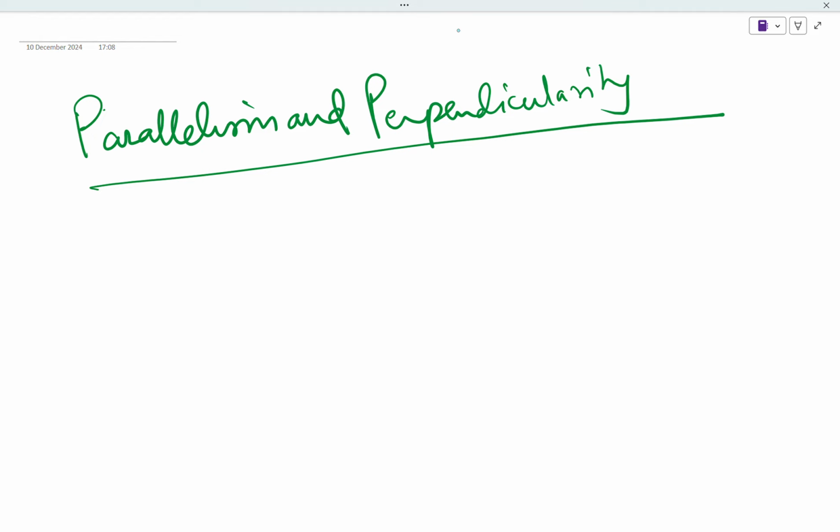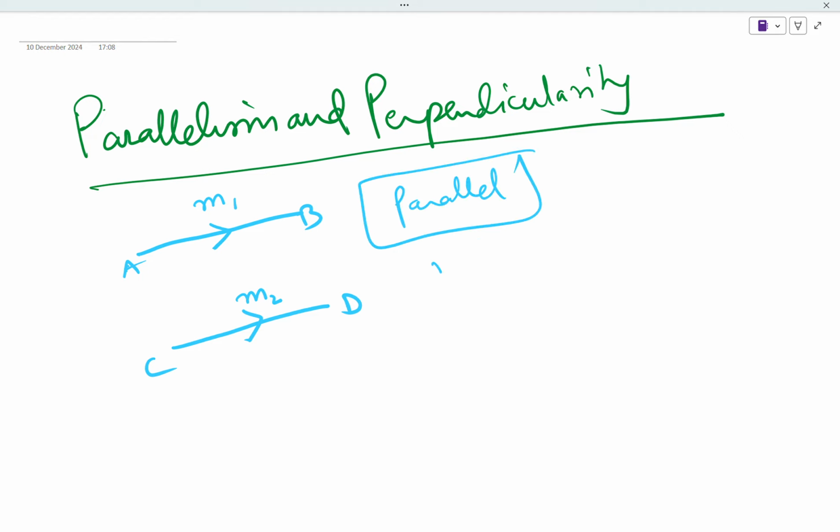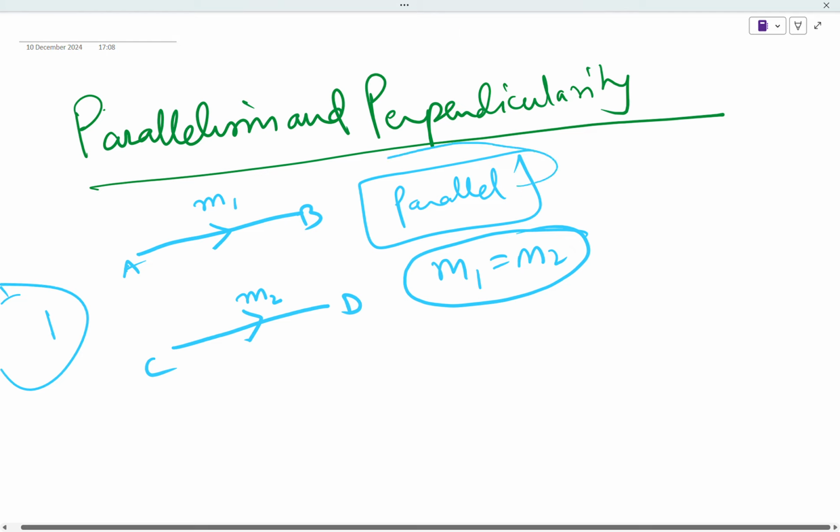Let's see what we have here. Let us consider two lines. If two lines are moving and never meeting, we call them parallel lines. If two lines are traveling and will never intersect, then those two lines are called parallel lines. Let's say this line has a slope m1 and this line has a slope m2. We just discussed that m is the slope. So if two lines are parallel, then the relationship between their slopes is m1 equals m2. This is the first case, which is called parallelism.